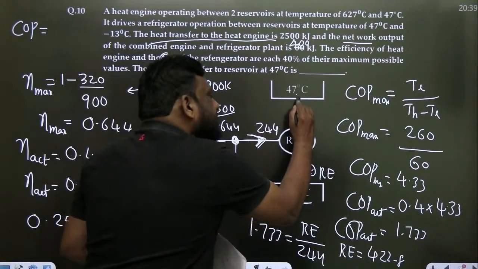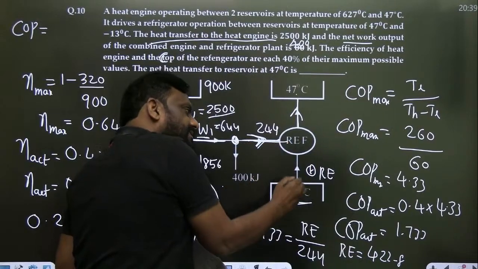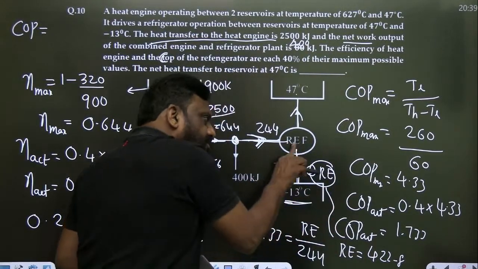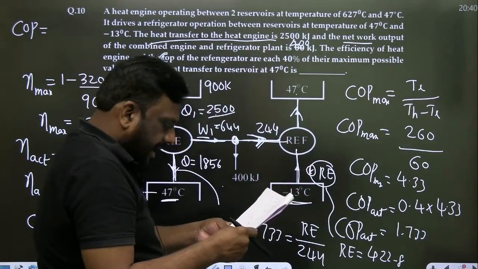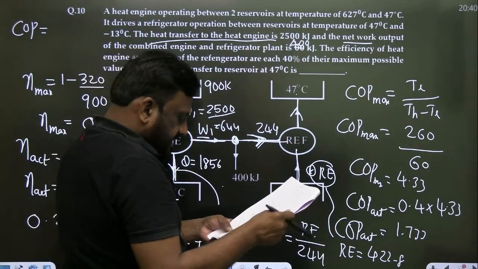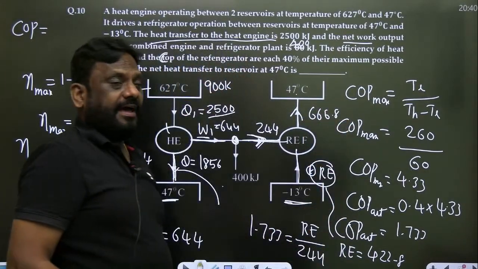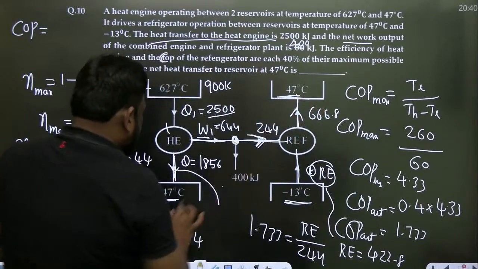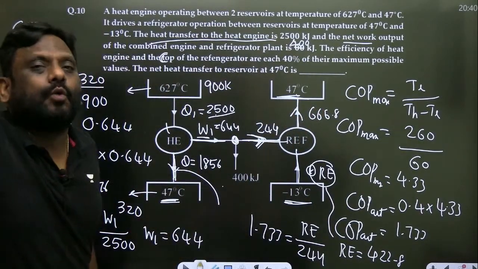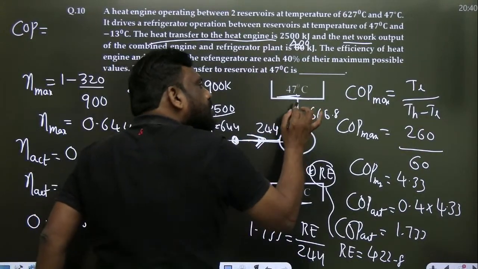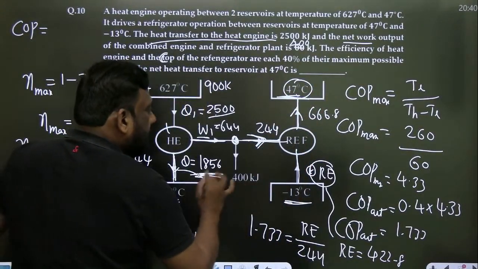How much is rejected to this? This is entering. This is entering. We calculated this RE, 422. This plus this, add them, then how much total is coming, sir? 666.8. But what is being asked? How much heat is being rejected to 47 degrees centigrade? So this is rejected to 47. This is also rejected to 47. You add both. This plus this.